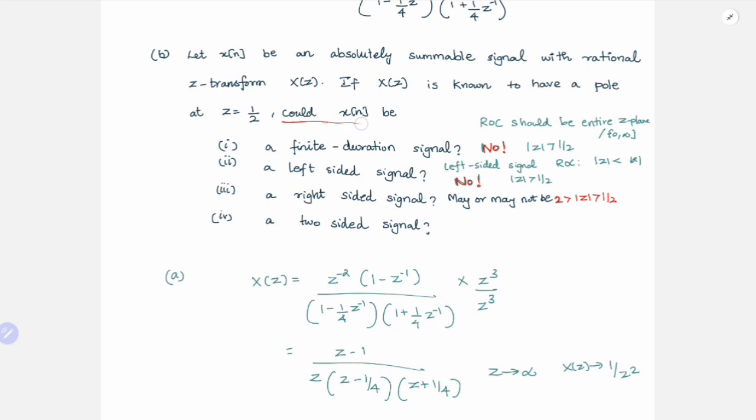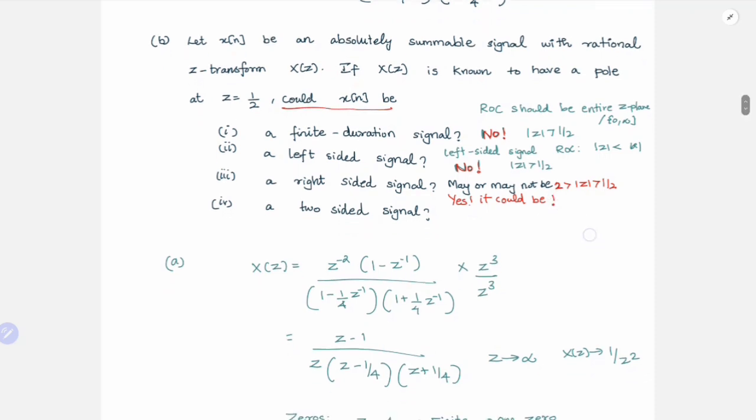But they are asking, could x of n be a right-sided signal? Then the answer should be yes. It could. It should means it is like definite, 100% it should be. Could meaning they are asking whether it can be or cannot be, may or may not be. So your answer should be yes, it could be.